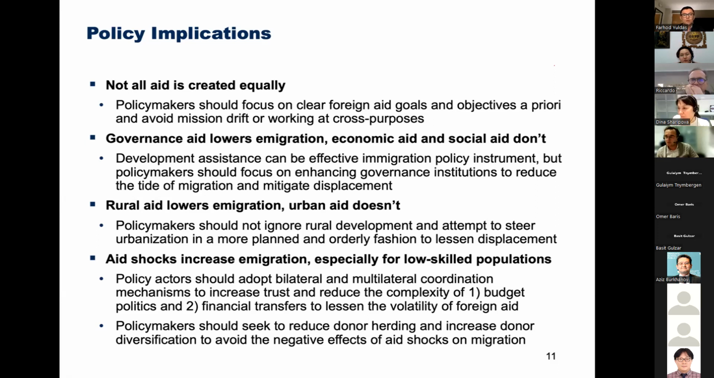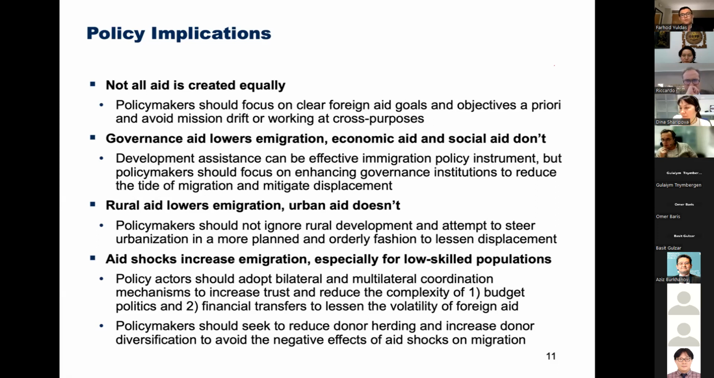And in terms of aid shocks, it could be very helpful for policy actors to develop bilateral or multilateral coordination mechanisms where they could develop some of that trust that's often required to make those wire transfers happen, right? And also reduce some of the complexity of the politics of budgeting, as well as the complex financial transfers that need to happen in order to lessen and reduce some of that volatility of foreign aid.